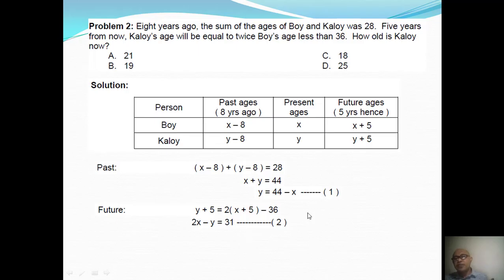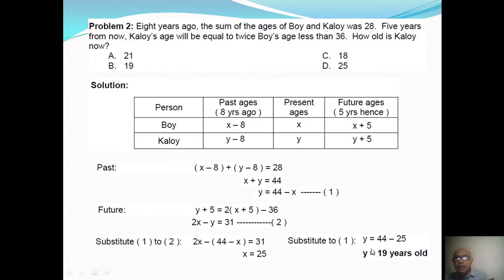Okay? So, two equations, we can substitute. Now, y in the first is 44 minus x. So, substituting, we can solve for x equal to 25. What is the question? How old is Kaloy? So, Kaloy is y, na? So, we substitute to equation 1. So, Kaloy is 19 years old. Okay?